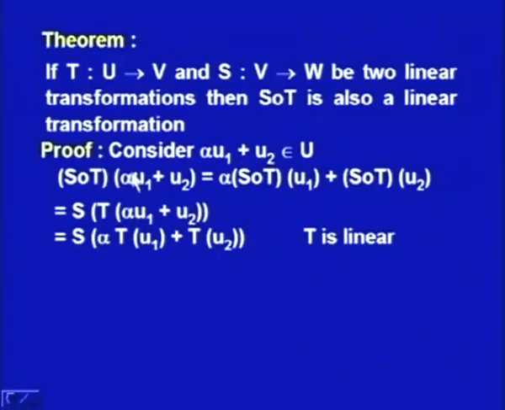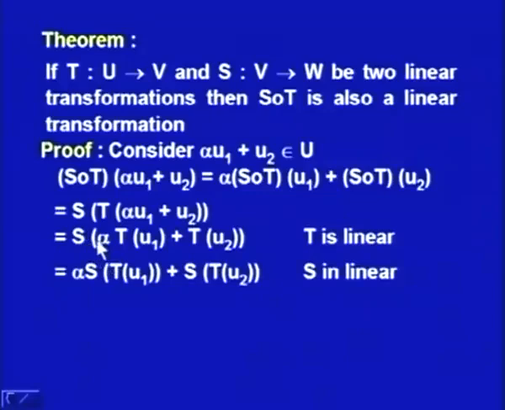We start with the left hand side. S composite T means S of T of alpha u1 plus u2. We first operate this transformation T on this element, and since T happens to be a linear transformation, T of alpha u1 plus u2 in the next step will become alpha T u1 plus T of u2. This is the basic definition of a linear transformation, and then this will become alpha S of T u1 plus S of T u2, because S is also a linear transformation.